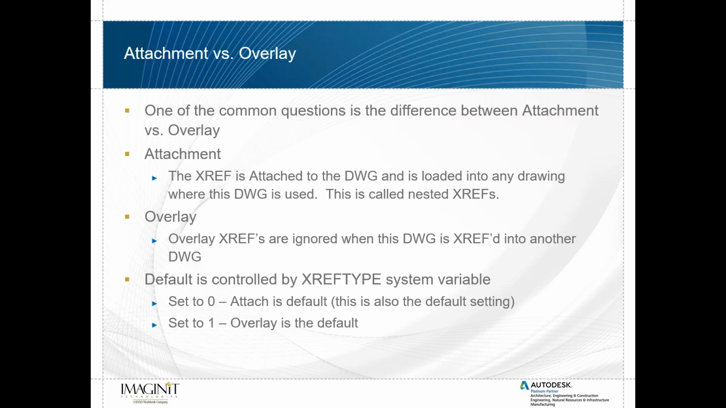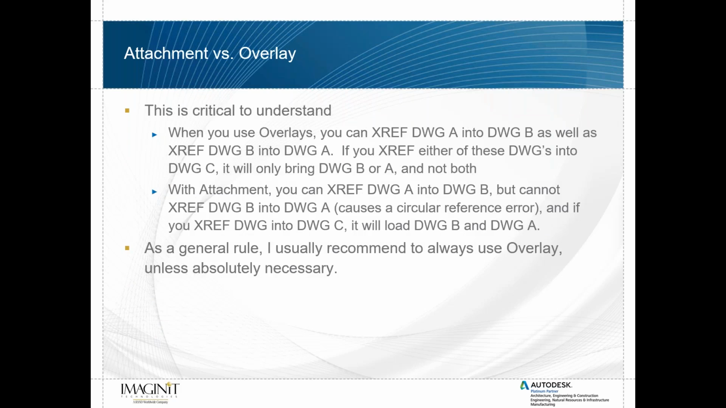So what this means is that if I have DWG, and I'll show you this, the default is controlled by the XREFTYPE system variable. When it's set to 0, attach is the default. This is also the default setting, so attach by definition is the default that AutoCAD is going to use. I generally recommend to set this to 1 unless you have a need to nest the XREFs in such a way. It's critical, this is very critical to understand.